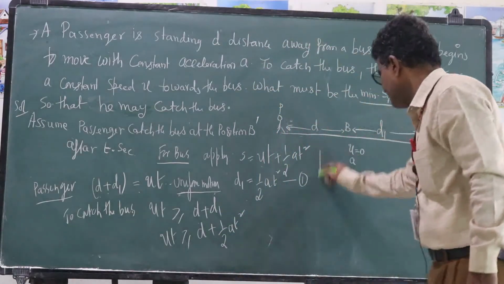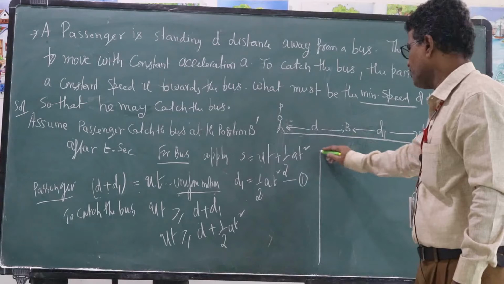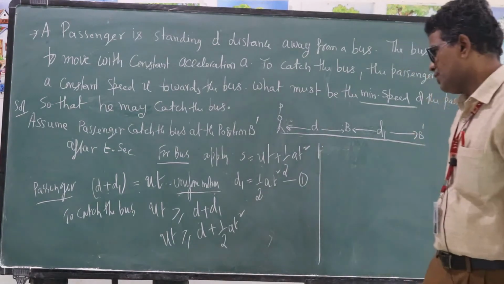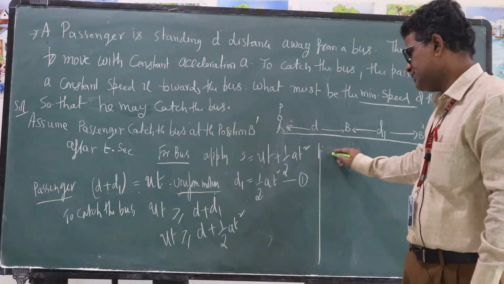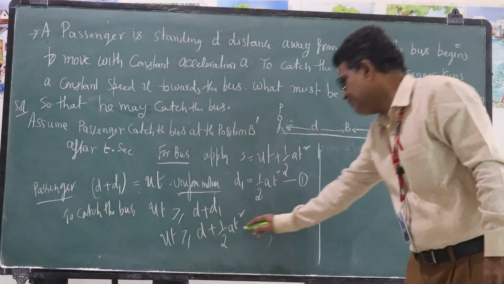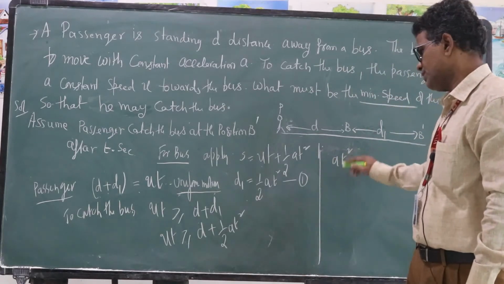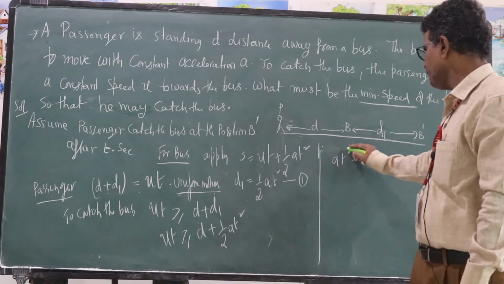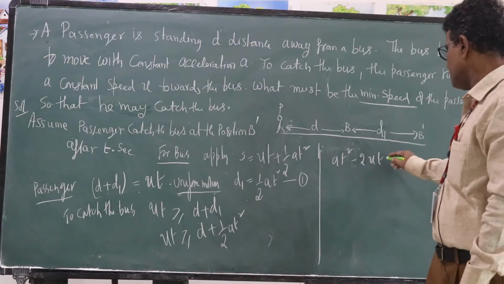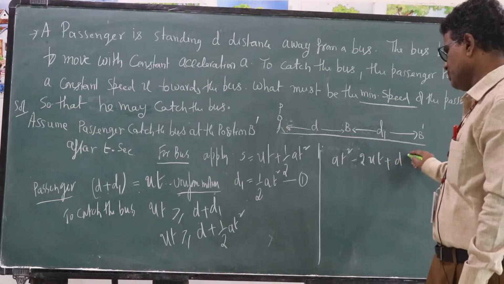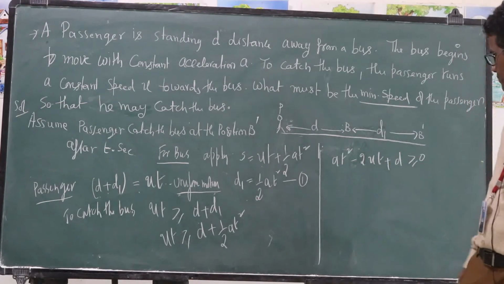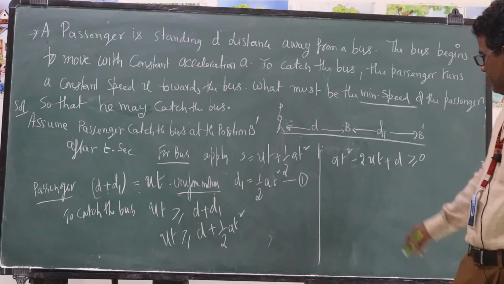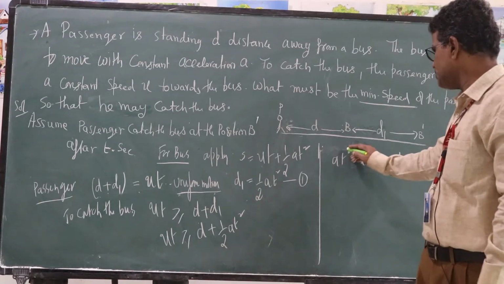So I will write here: ut is greater than or equal to half a t square plus d. Multiplying by 2, a t square minus 2ut plus 2d should be greater than or equal to 0. This is a quadratic equation, and t should have two real roots.